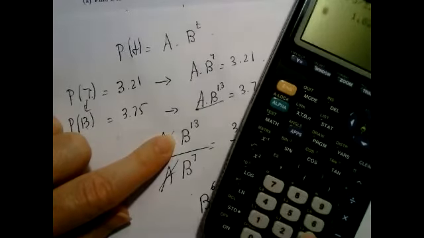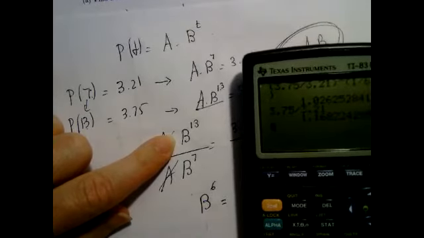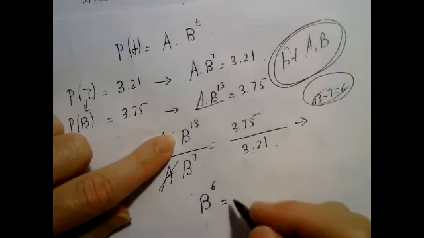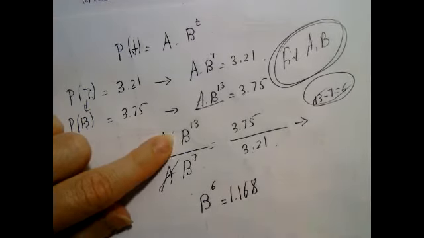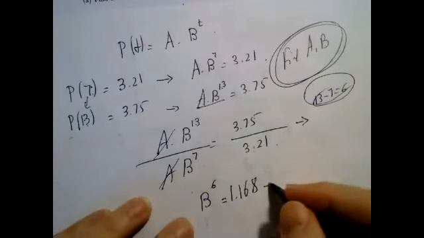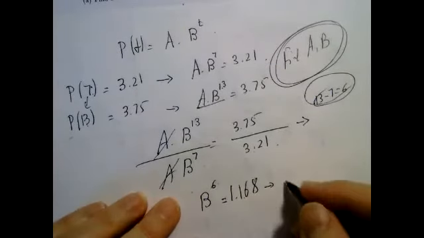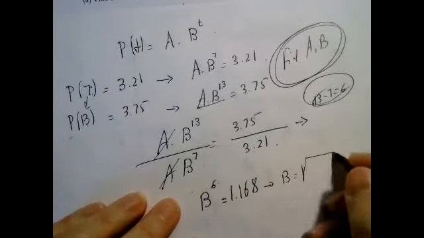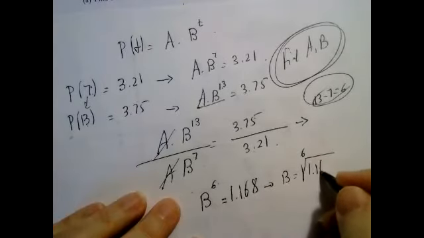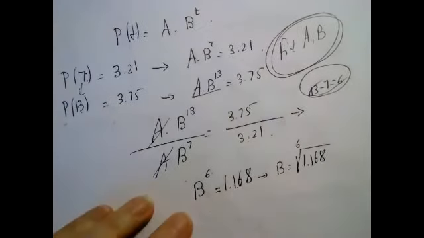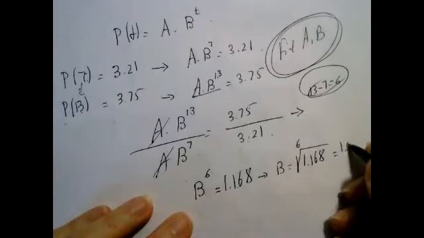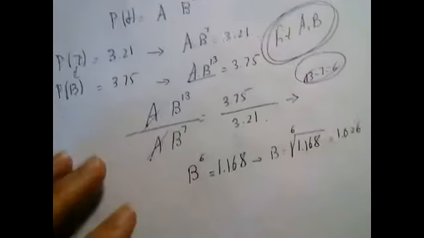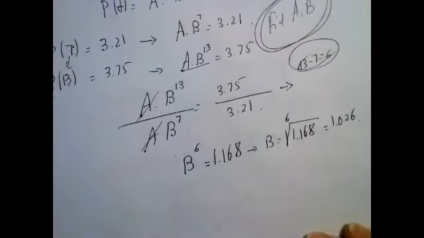So we can evaluate it. Because it's not a very nice number, I'm getting 1.168. So now I need the B. I have B to the 6. To get the B, I have to compute the 6th root. And evaluate that. According to everybody, we're getting 1.026. And I think everybody is correct. So that's my B.